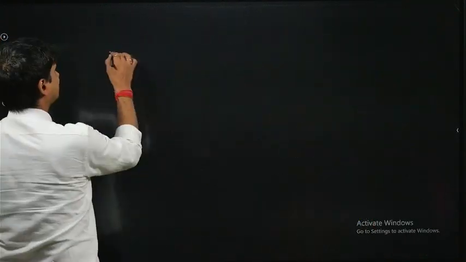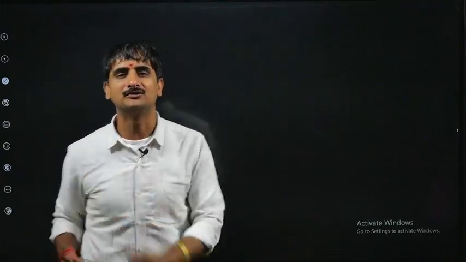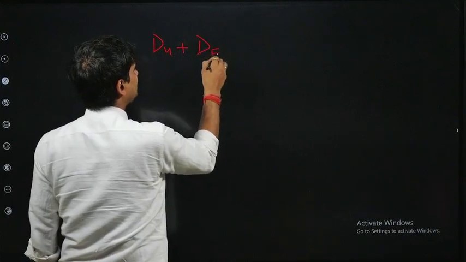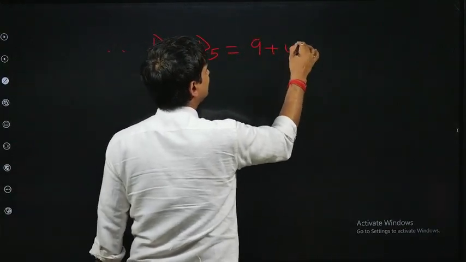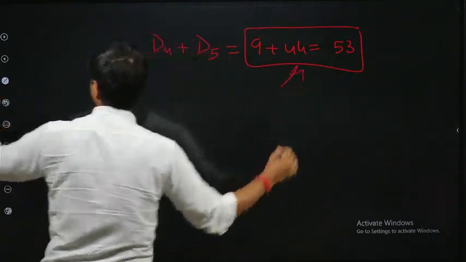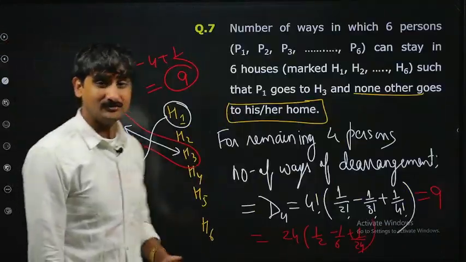Therefore, since it's an either-or situation, either P3 will go to H1 or P3 won't go to H1, so it's D4 plus D5. So the answer is 9 plus 44. So that's a question of derangement for today.